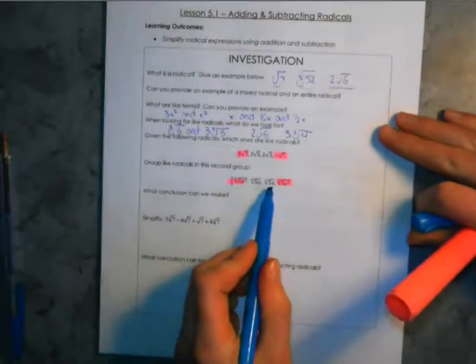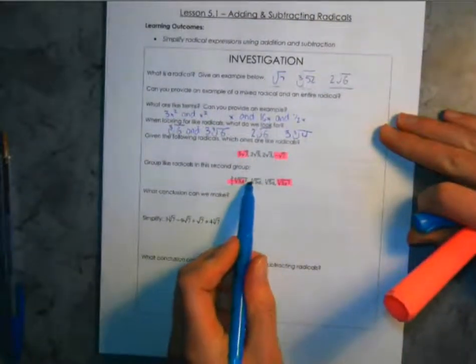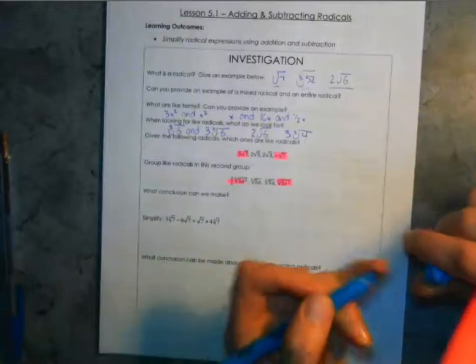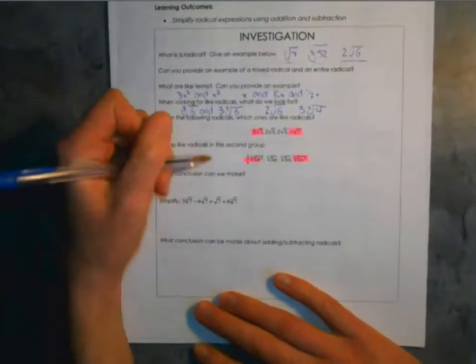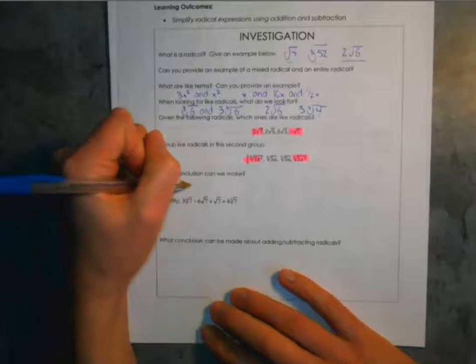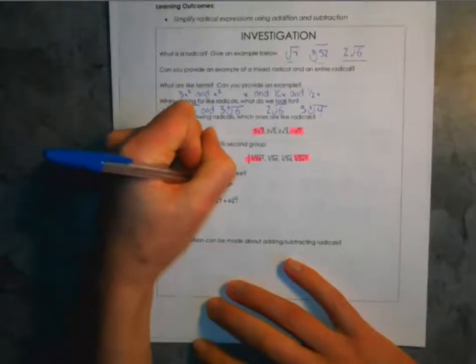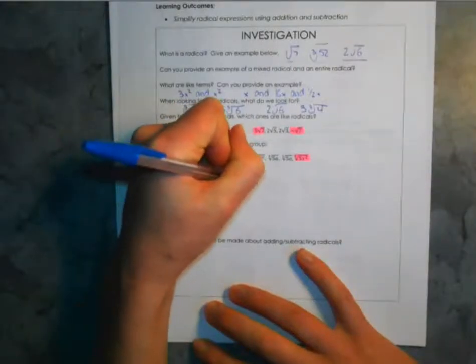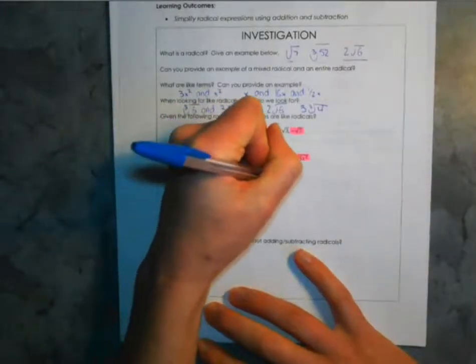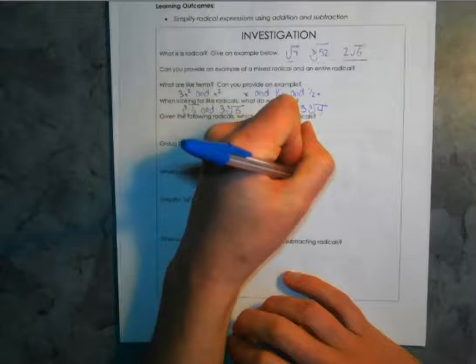The other one we can see in there is we have 5a and 5a, which looks good, but if you pay attention, we have the 4th root and the 5th root. So those are not going to be like terms. So we can't group those together. So what conclusion can we make from this? Well, basically we can say that for radicals to be considered like radicals, they have to have the same index and radicand.